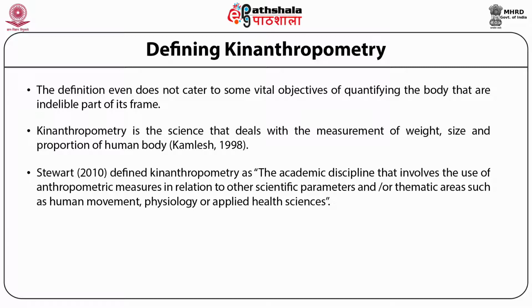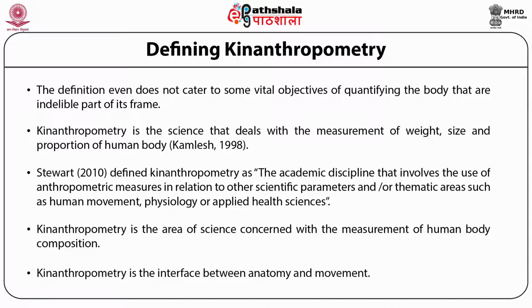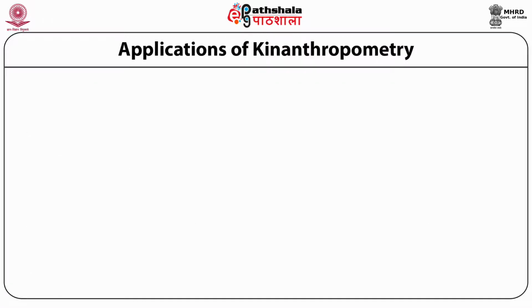the academic discipline that involves the use of anthropometric measures in relation to other scientific parameters, and a thematic area such as human movement, physiology, or applied health sciences. Kinanthropometry is the area of science concerned with the measurement of human body composition. As a result of changes in the lifestyle, nutrition, activity level, and ethnic composition of population, changes to the distribution of body dimensions are forever occurring. Kinanthropometry is the interface between anatomy and movement. It takes the measurement of the human body and determines its capability for function and movement in a range of settings. Now let's have a look at the application of kinanthropometry.